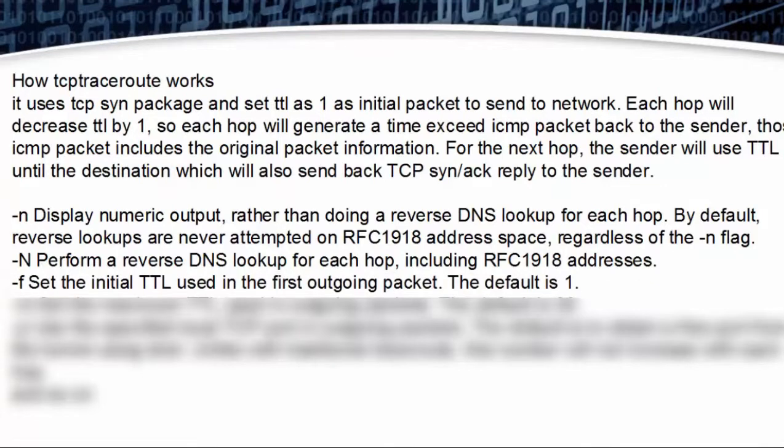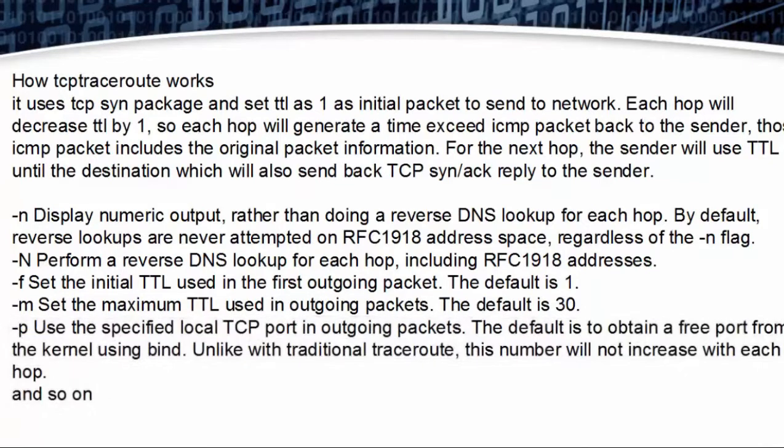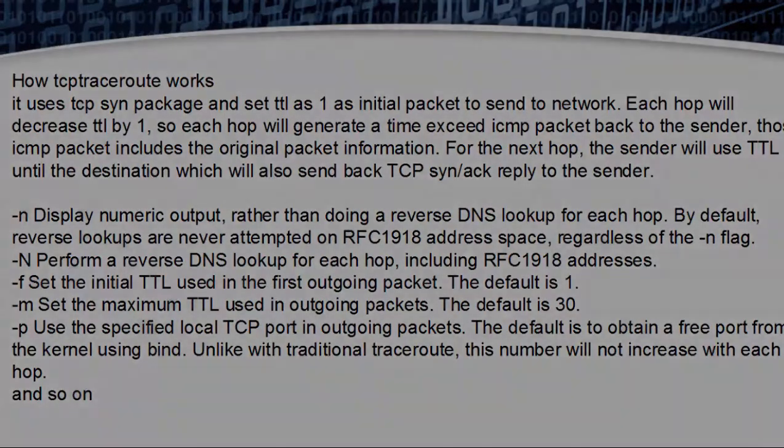-f sets the initial TTL used in the first outgoing packet. The default is 1. -m sets the maximum TTL used in outgoing packets. The default is 30. -p uses the specified local TCP port in outgoing packets. The default is to obtain a free port from the kernel using bind. Unlike with traditional traceroute, this number will not increase with each hop.